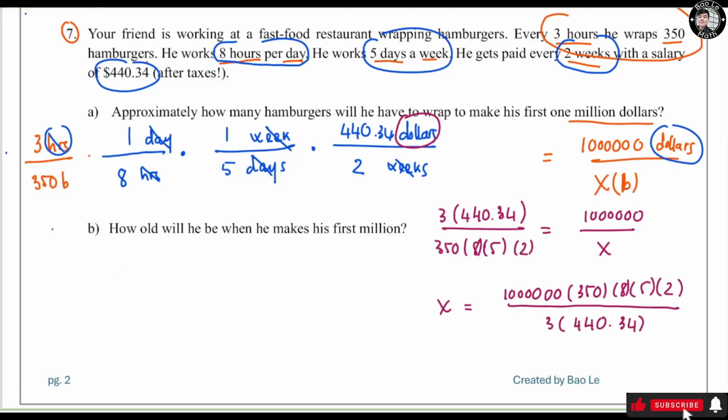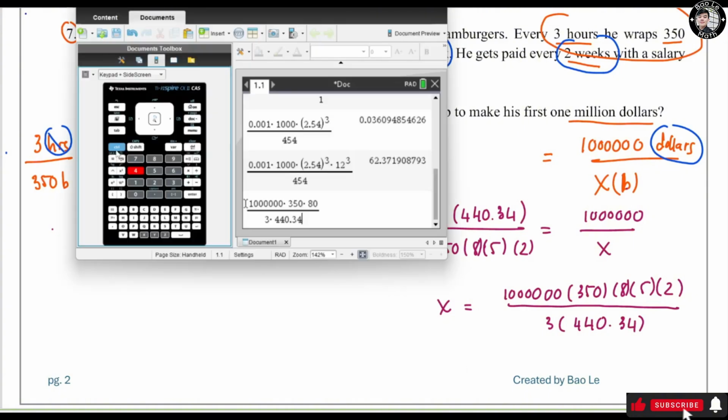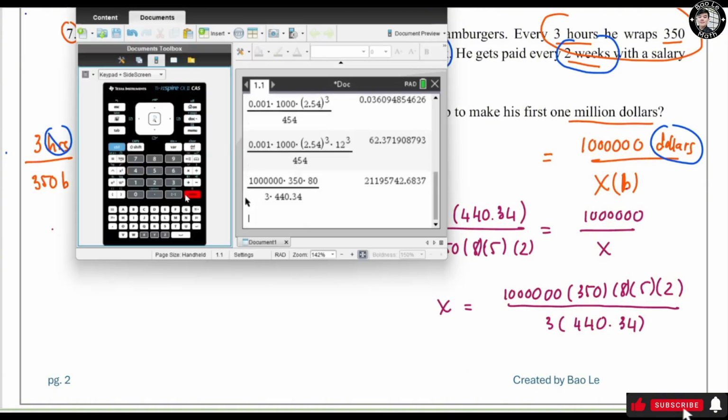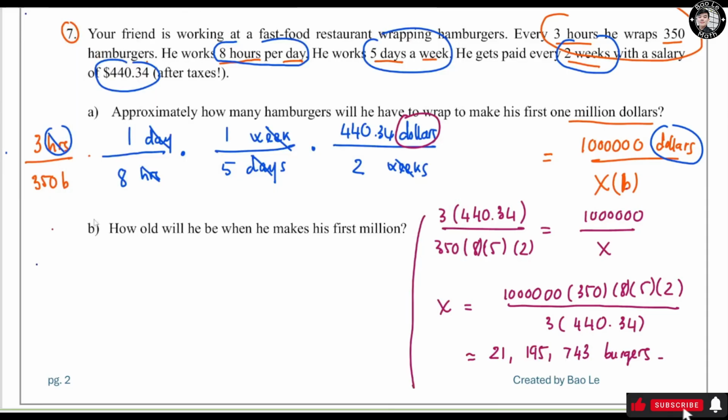Now we're going to punch it into the calculator. Press Ctrl Enter. It's going to be 21,195,743 burgers.